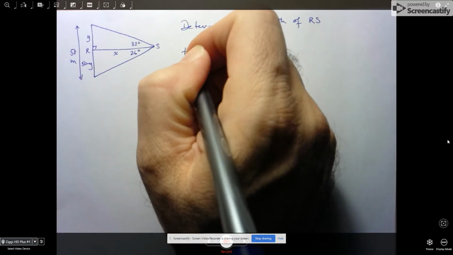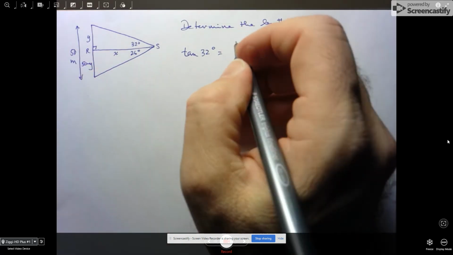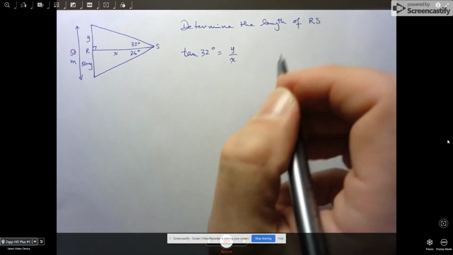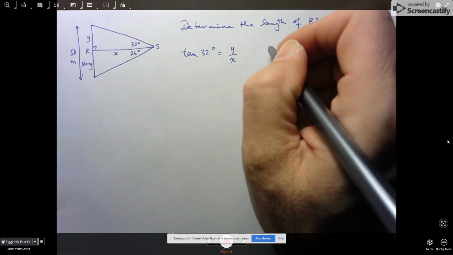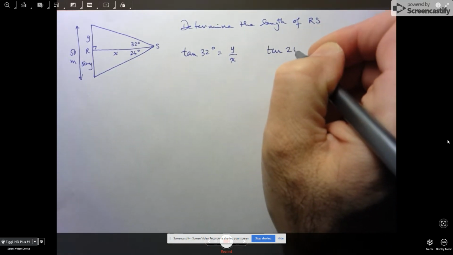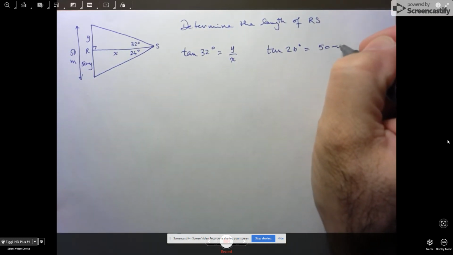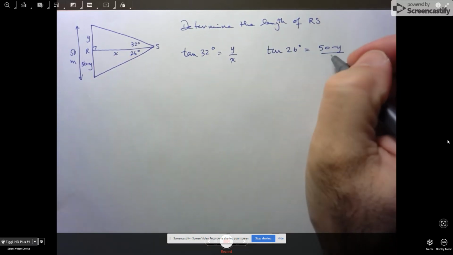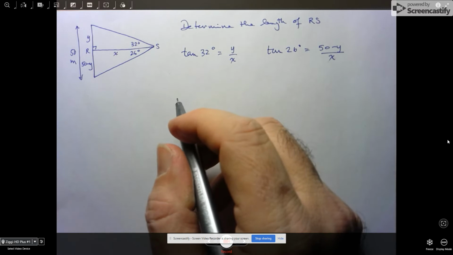So I can write tan of 32 degrees is equal to the opposite over adjacent side, so y over x. And then I can use the bottom triangle here to write a second equation. So tan of 26 is equal to the opposite, which is 50 minus y, over x, which is the adjacent side. And now I have what I was hoping to get, two equations and two unknowns.